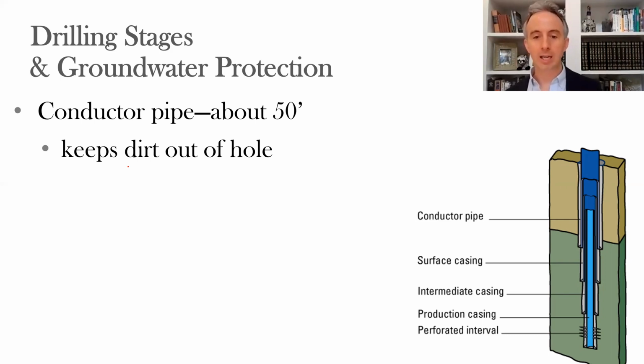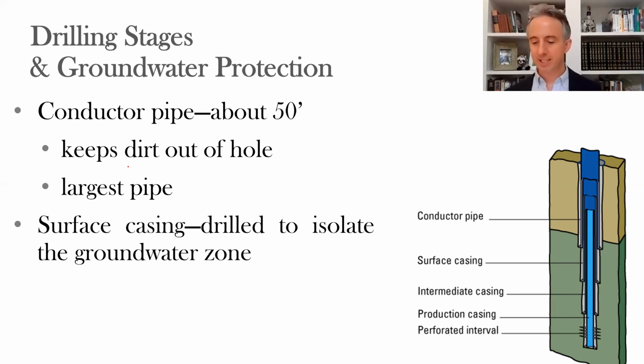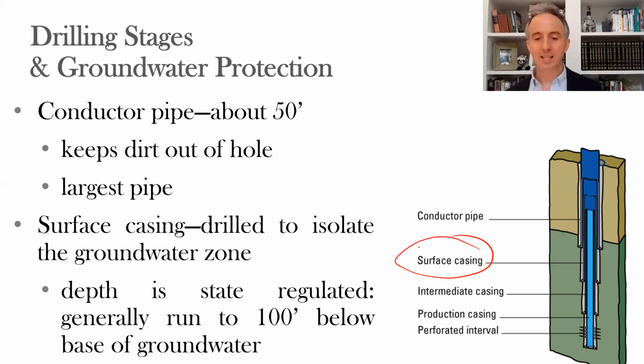So groundwater will keep dirt out of the hole. That's your largest pipe. Then you have surface casing inside. That's drilled to isolate the groundwater zone. So depth for that is typically state regulated. Usually you have to go at least 100 feet below the base of the groundwater.